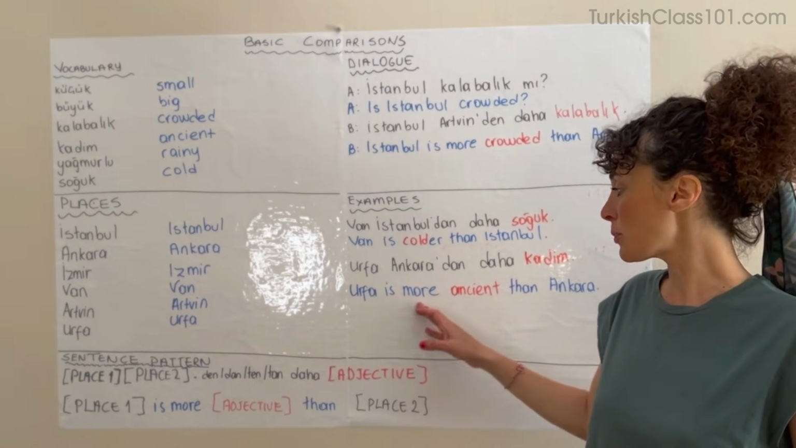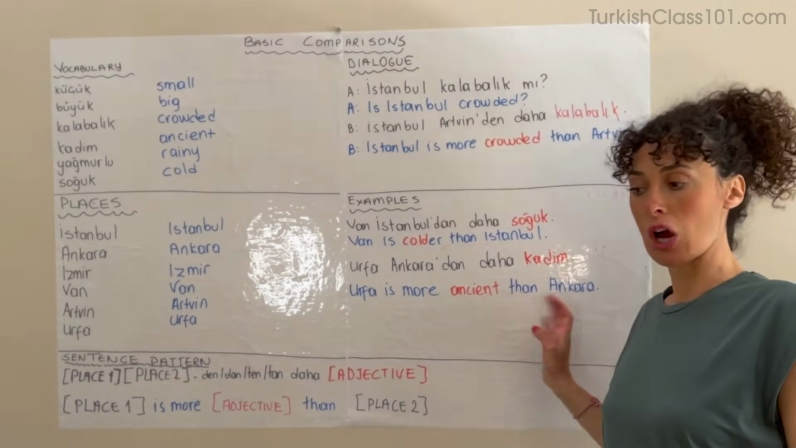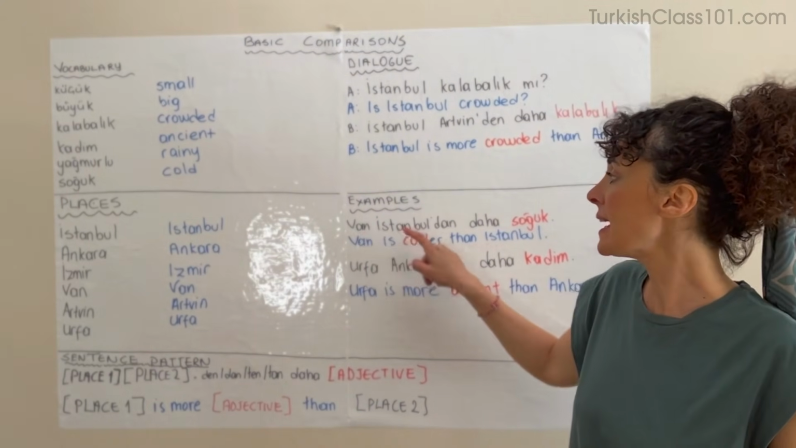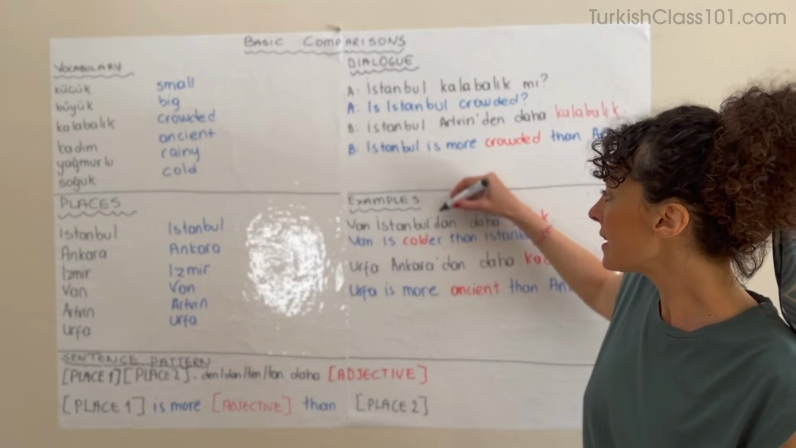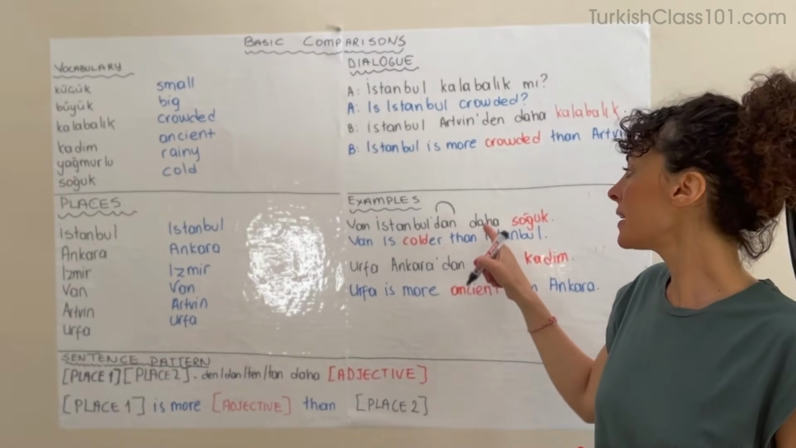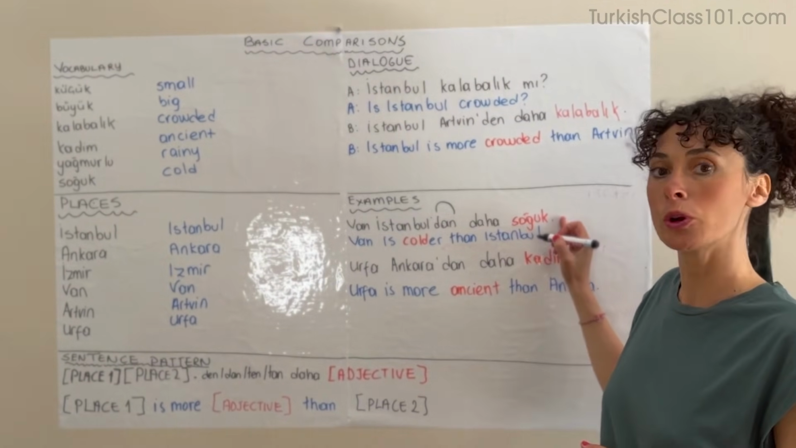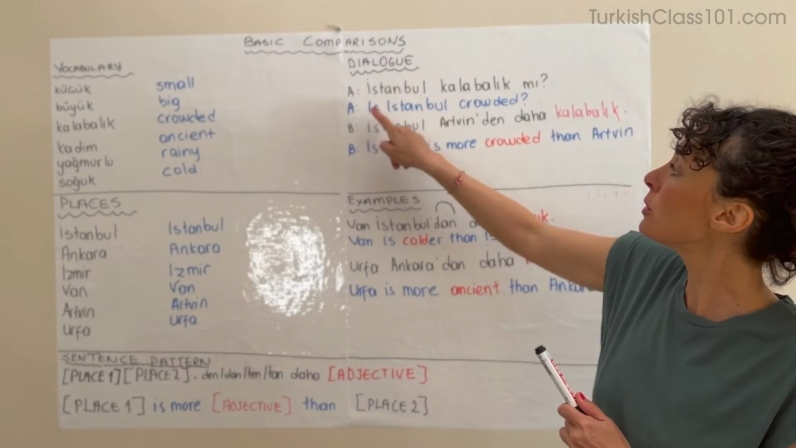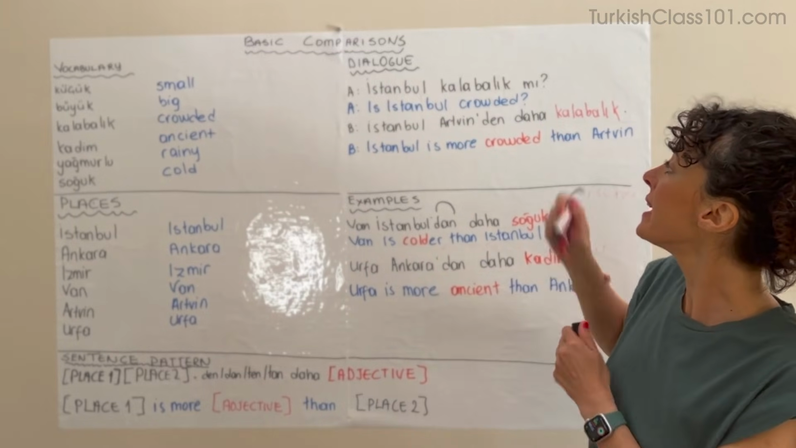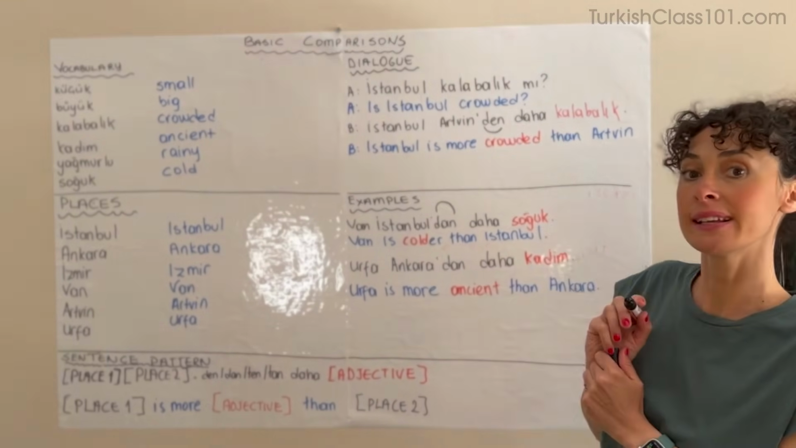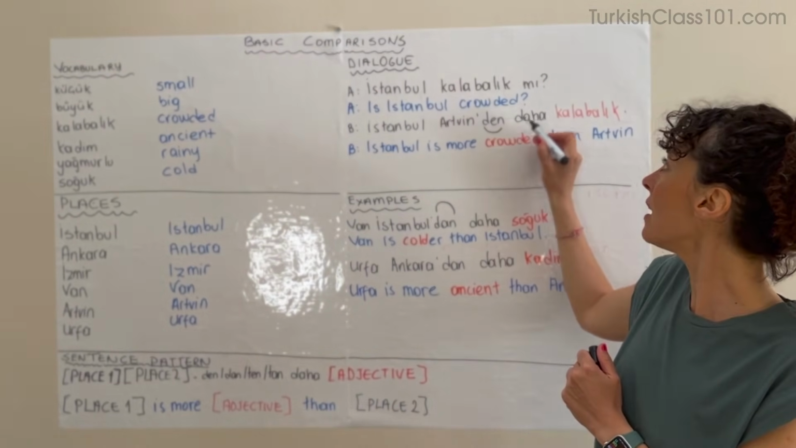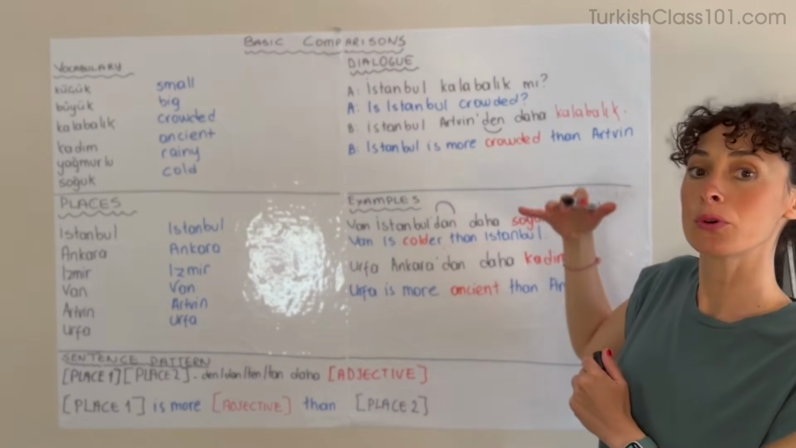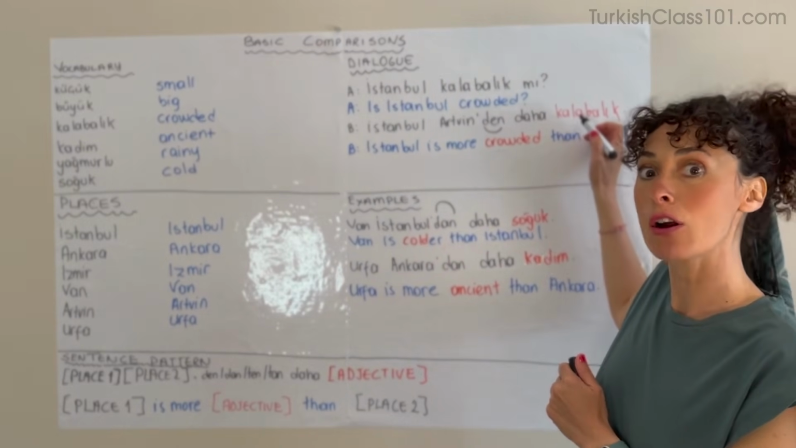Like Urfa is more ancient than Ankara. But let's look at the Turkish version. Van, İstanbul'dan daha soğuk, adjective. Or İstanbul Artvin'den, here you see den, daha kalabalık. Den daha is more than, kalabalık is our adjective.